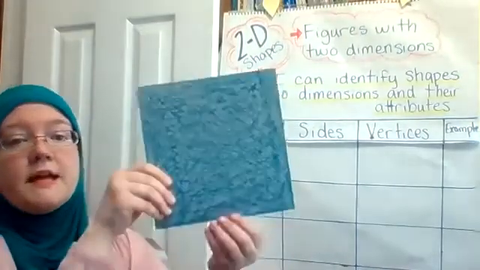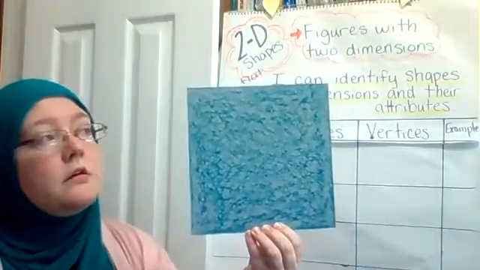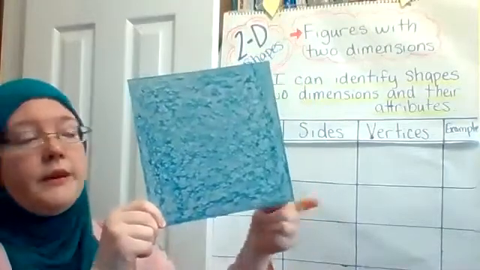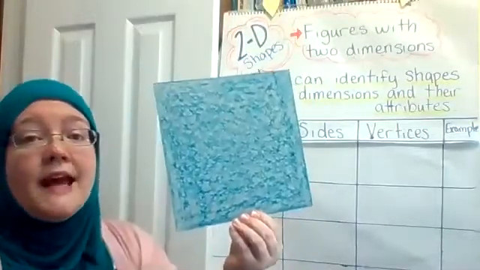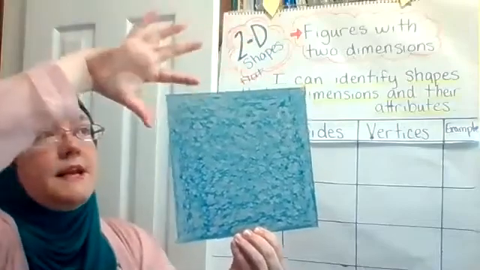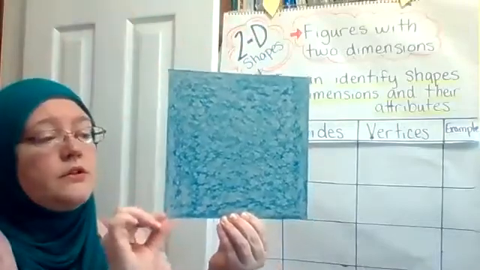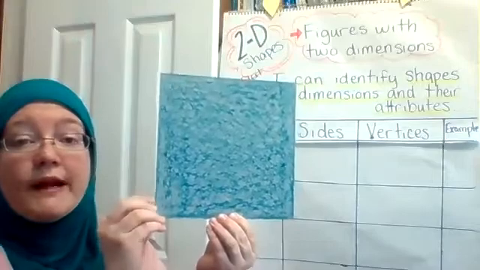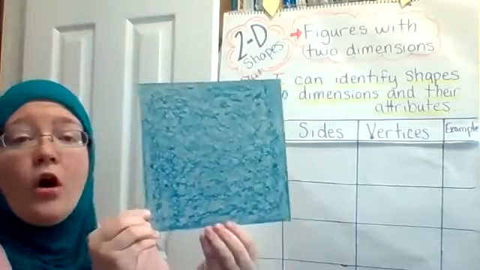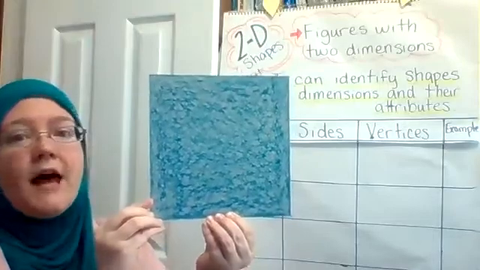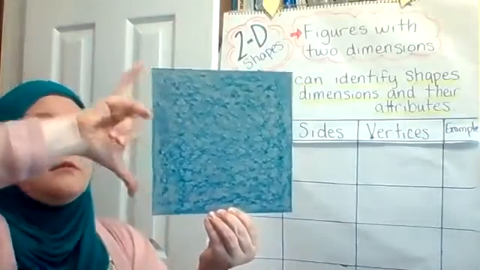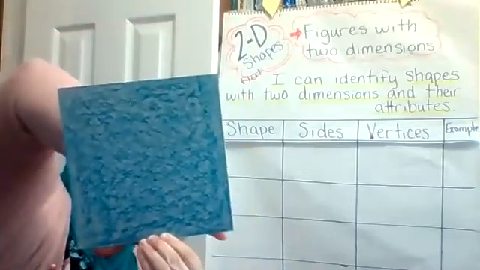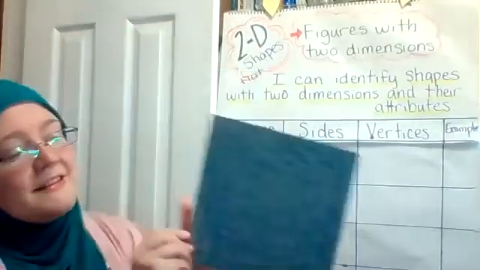Another shape with four sides is the square. The square also has four sides. 1, 2, 3, and 4. And it has four vertices where the sides meet up, 1, 2, 3, and 4. But what's different between the rectangle and the square is that they all have the same length of sides. Square.